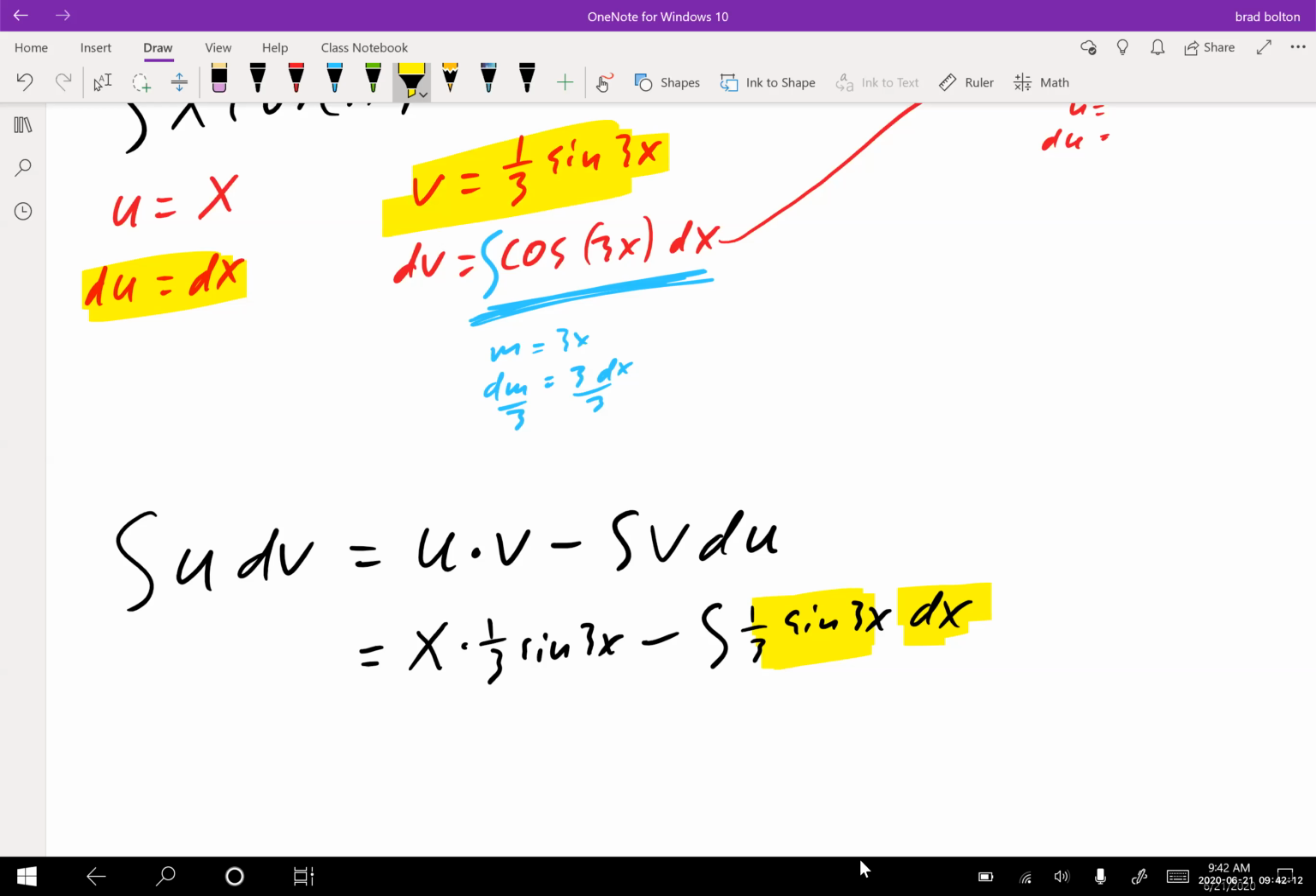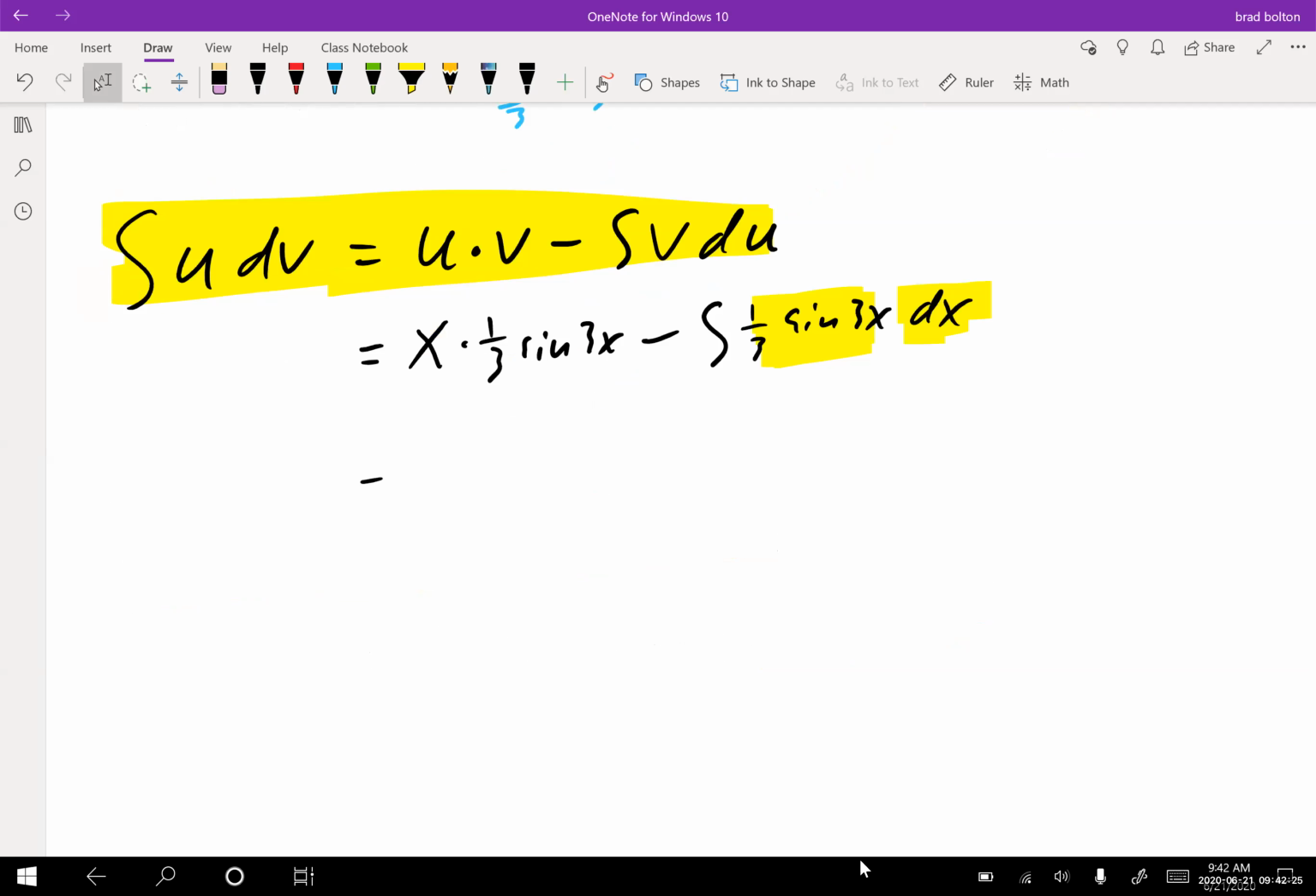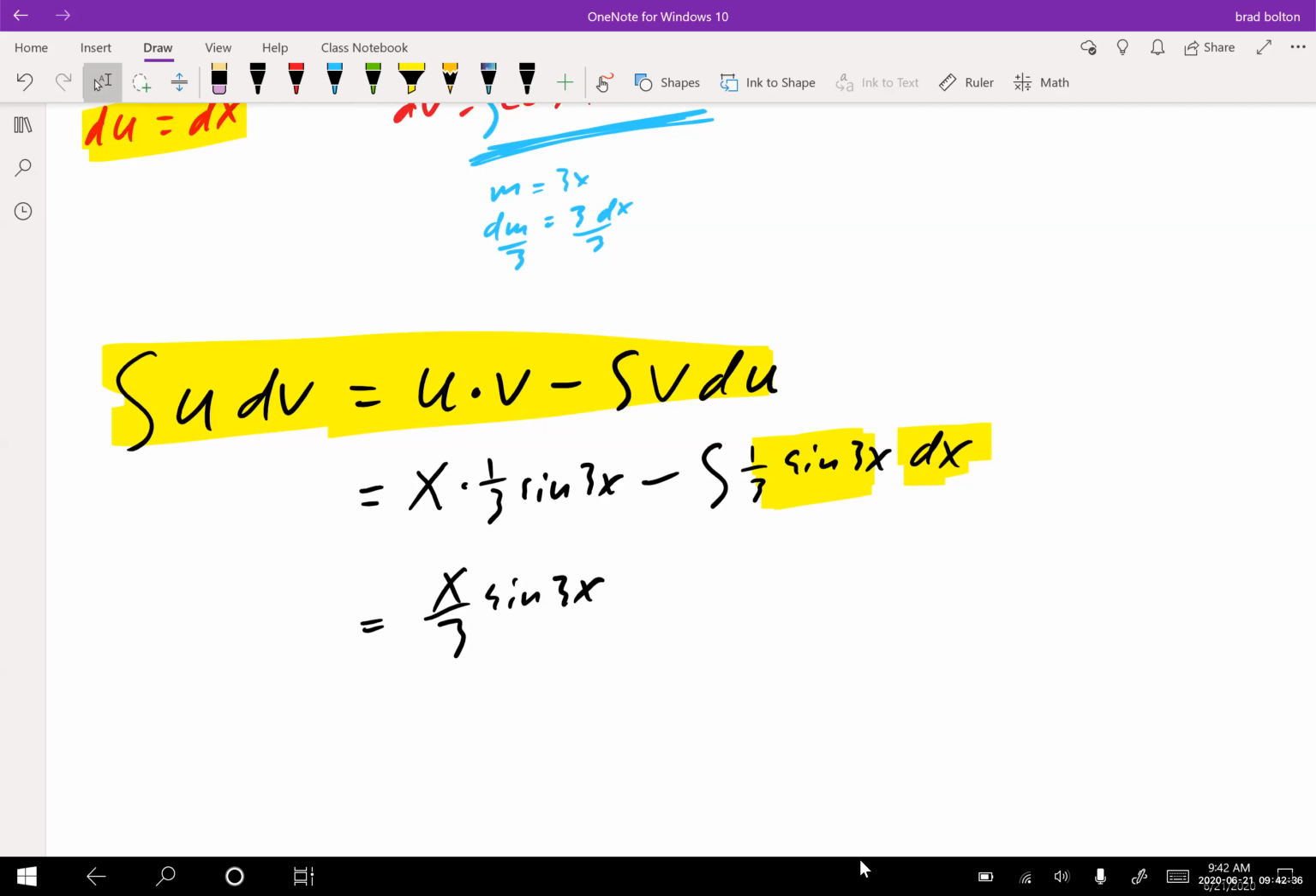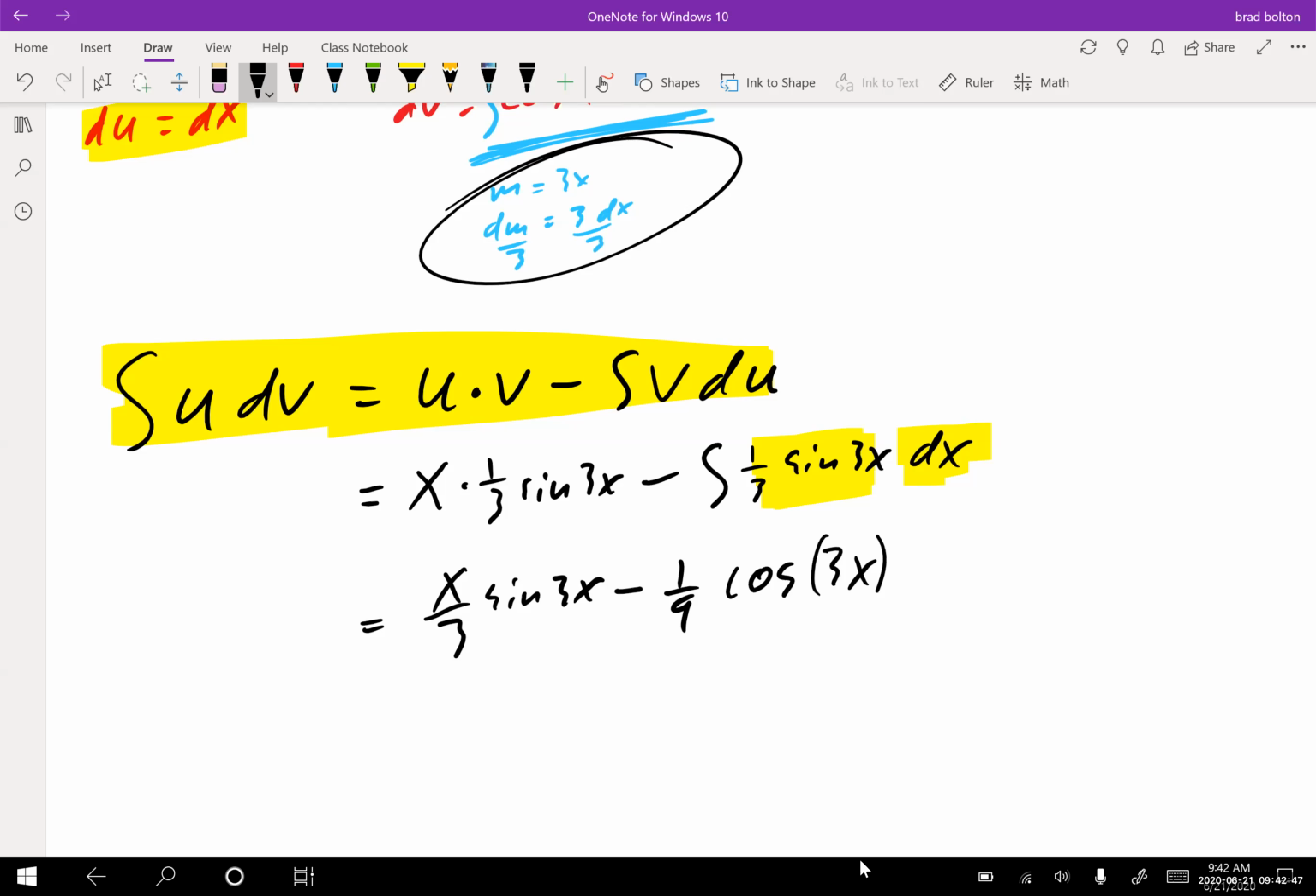So literally what you do is once you have this form, you just go back and look at the problem and plug in what you said u was, what you said v was, and what you said du was, and that'll take care of everything, okay? So now, let's see. This now becomes x over 3 sine 3x. Now, what's the integral of 1/3 sine 3x? Well, we know that's going to be the same u sub we did up here, but now it's with sine. So we're going to get minus, and then we're going to get 1/9 cosine 3x plus c.